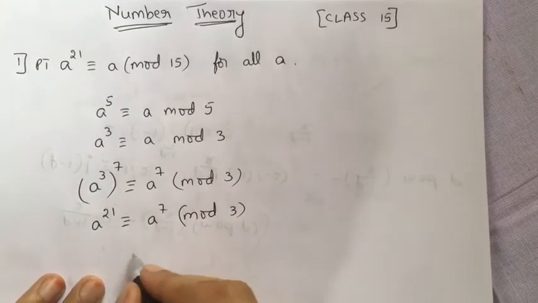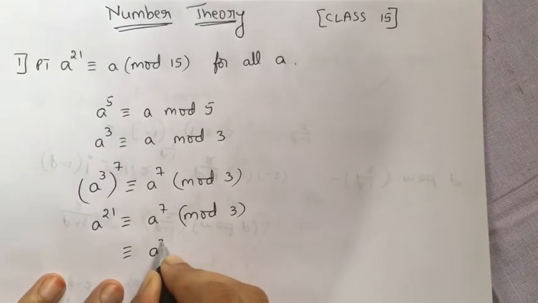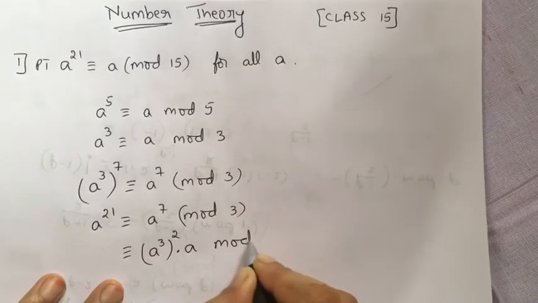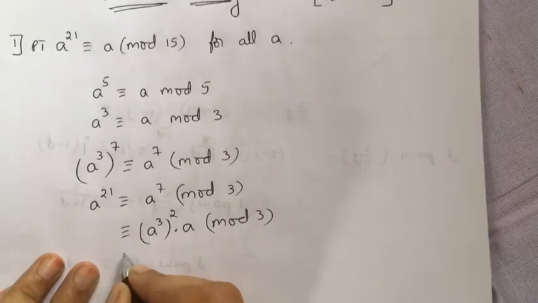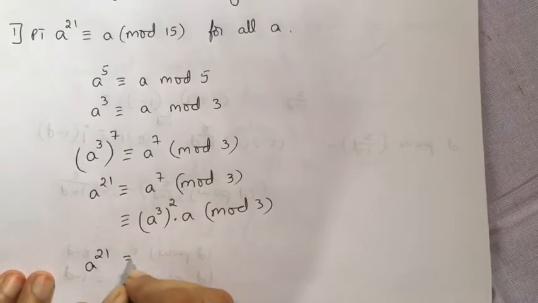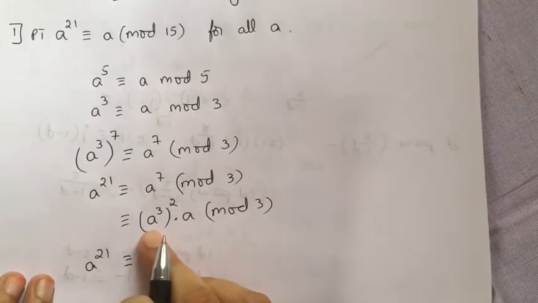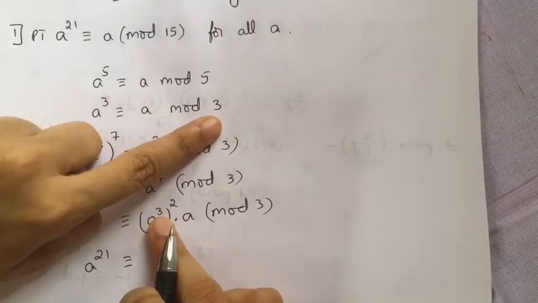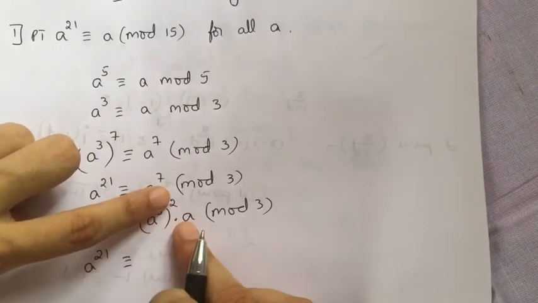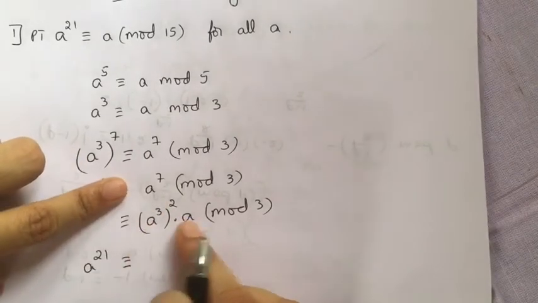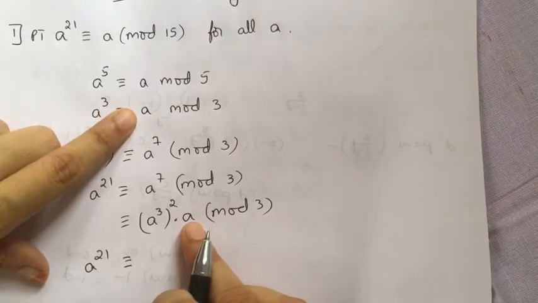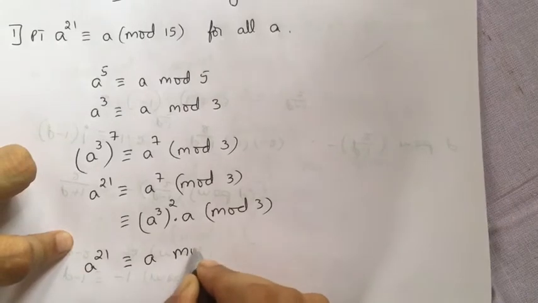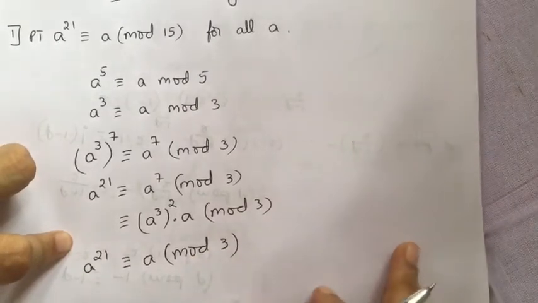Now this a power 7 I can write as a power 3 whole power 2 into a mod 3, right? Same as writing a power 21 is congruent to a power 3, which is congruent to a mod 3. So this is a square into a, that becomes again a power 3, that is congruent to a mod 3. Therefore I can directly write a power 21 is congruent to a mod 3. Okay.